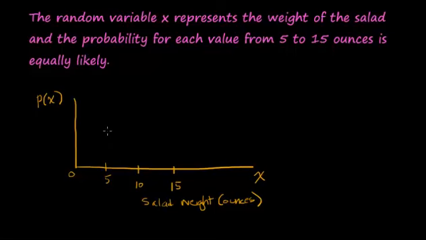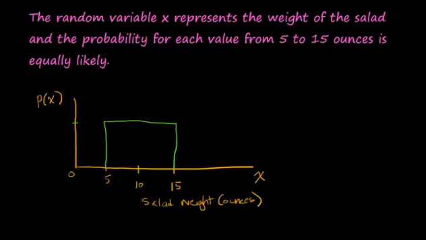We're told that the probability for each value from 5 to 15, and there are an infinite number of values between 5 and 15, all the fractional parts of ounces in between here, is equally likely. So that means it's the same probability. This value here on our probability scale from 5 to 15 is the same. This is where we get that rectangular shape. So what is this equally likely probability? Where are we on our vertical scale if this is the case?